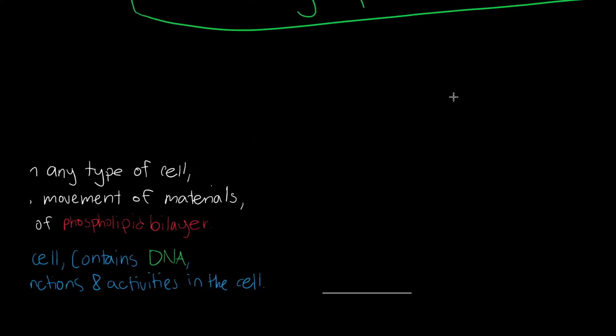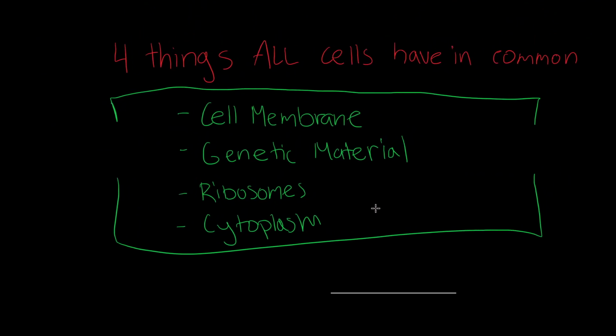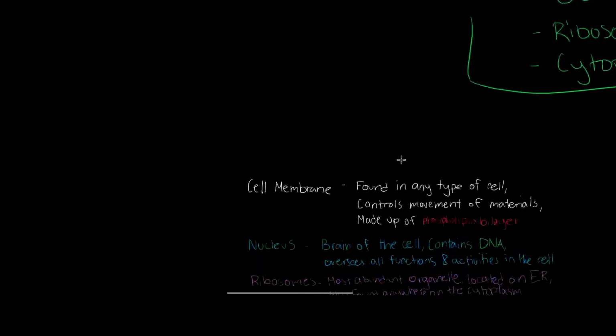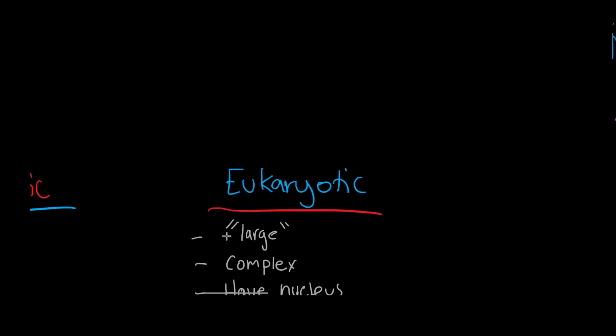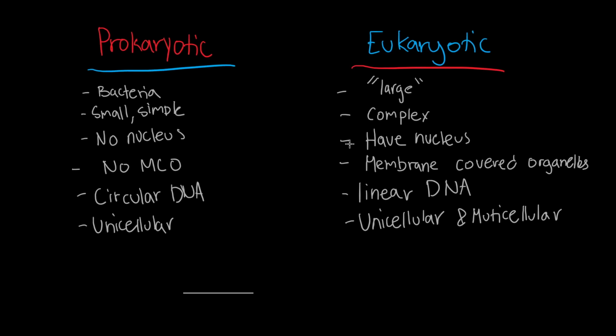Alright, so there are four things all cells have in common. These are a cell membrane, genetic material such as DNA or RNA, ribosomes, and a cytoplasm. Now, let's dive into the concept of prokaryotic cells and eukaryotic cells. Prokaryotic cells are just bacteria. These are simple, small cells which lack a nucleus. Eukaryotic cells are large cells, speaking in microscopic terms, which are very complex.